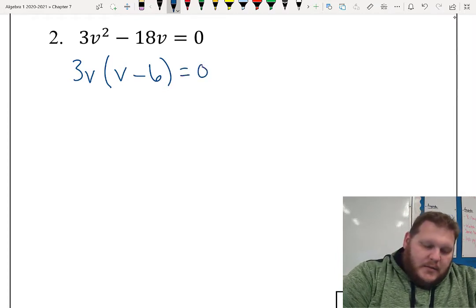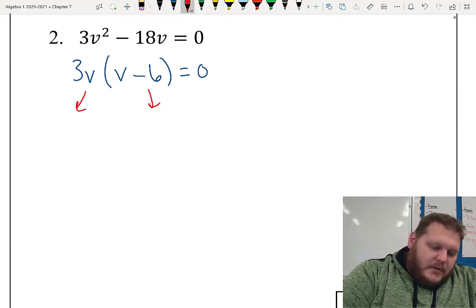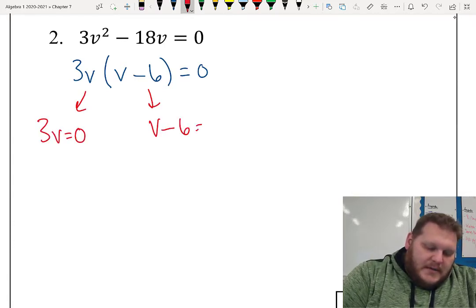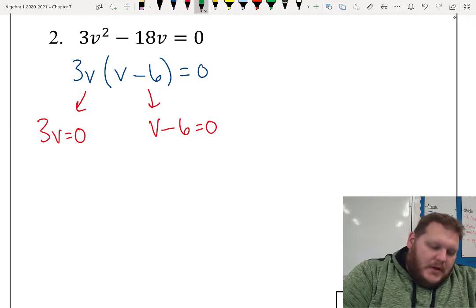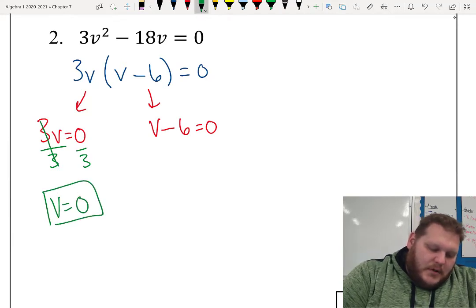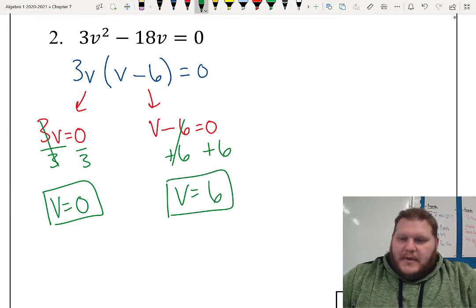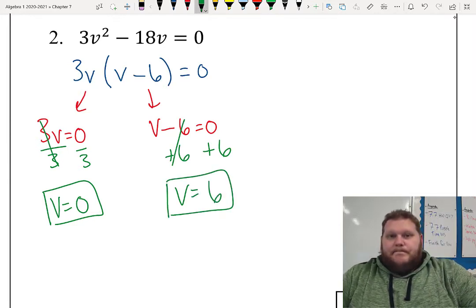And since that still equals 0, I can now split off into my 2 different options: 3v equals 0 and v minus 6 equals 0. So if I divide by 3 on both sides, 0 divided by 3 is still 0. If I add 6 on both sides, v is positive 6. So those are my 2 solutions for number 2.